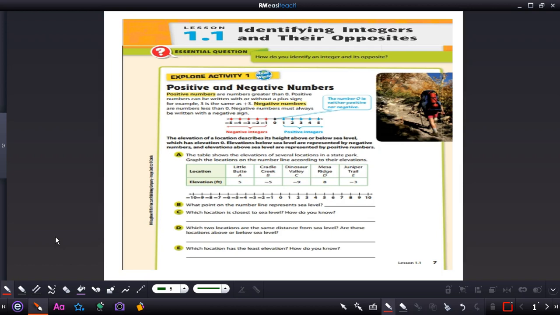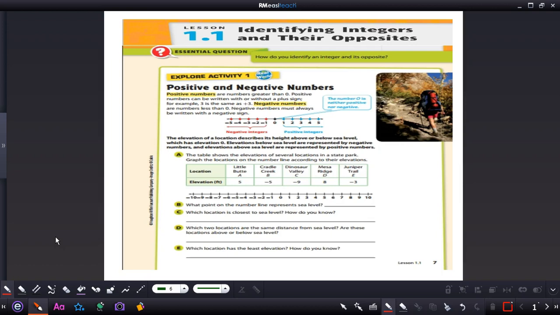So we'll first of all take a look at Explore Activity 1, and I want you to follow along with me on page 7 of your Go Math book. So you can see at the top it says positive and negative numbers. We're going to take a look at positive and negative numbers and just go over a couple basic ideas surrounding positive and negative numbers. First of all, you can see at the top, positive numbers are numbers greater than 0.